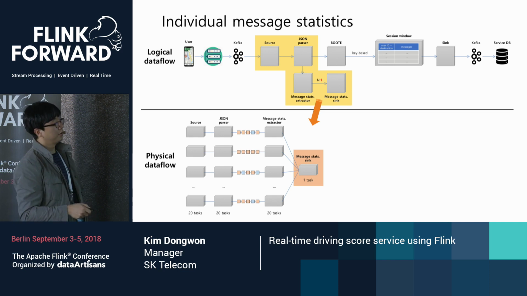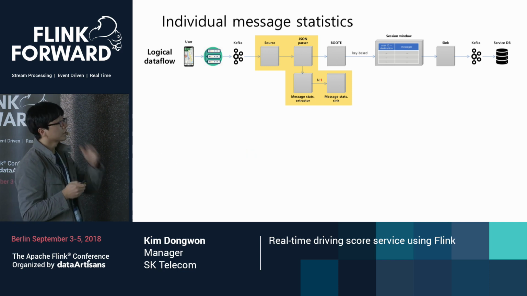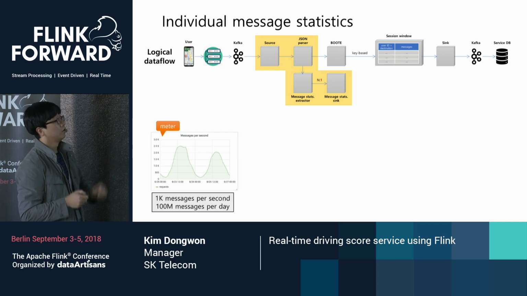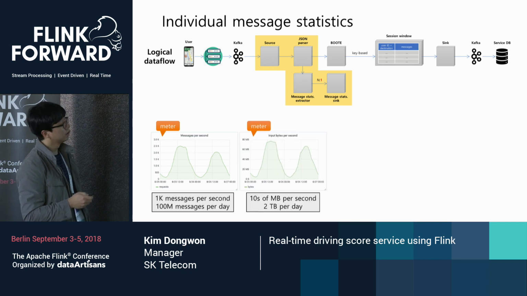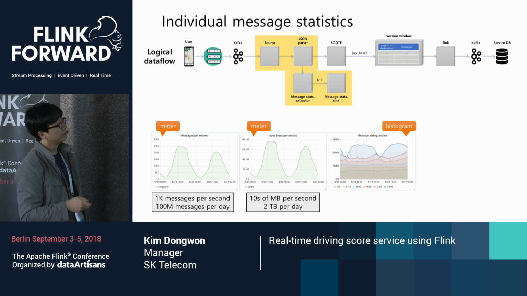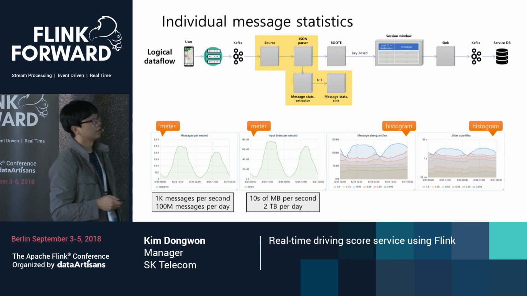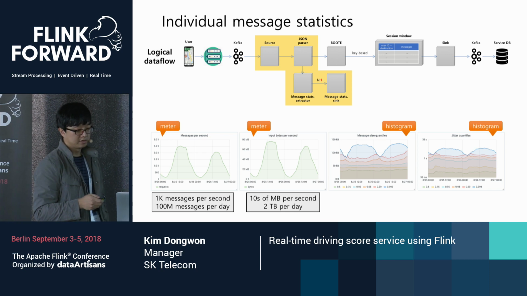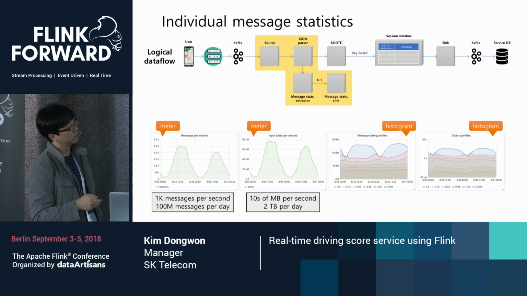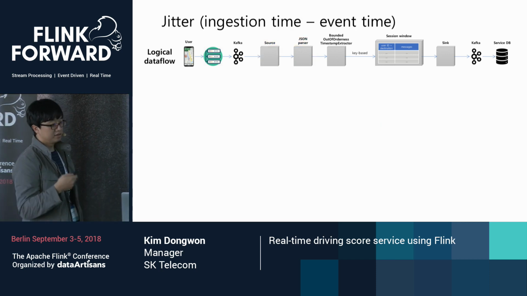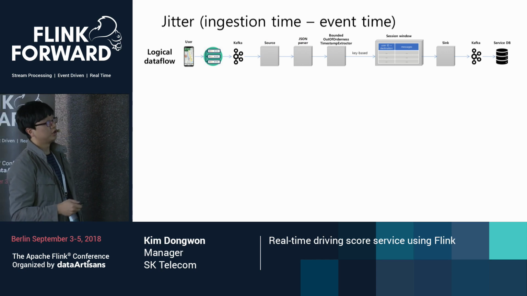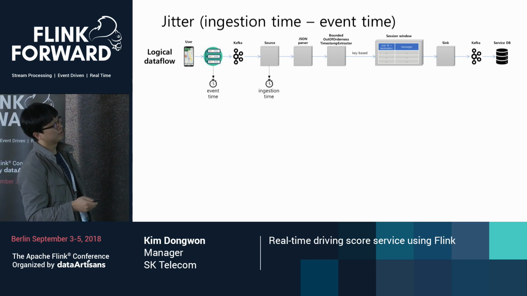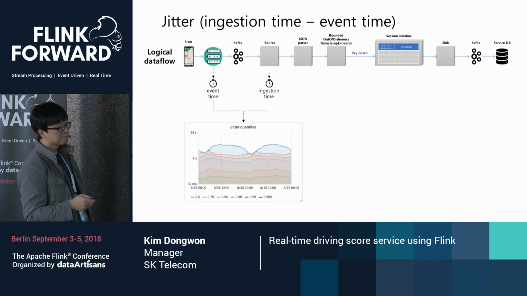So we set the parallelism to 1 here, and through this message statistic, we expose messages per second and input bytes per second, and then message size quantiles and jitter quantiles. Let's take a look at the last one. We define jitter as the difference between event time and ingestion time.